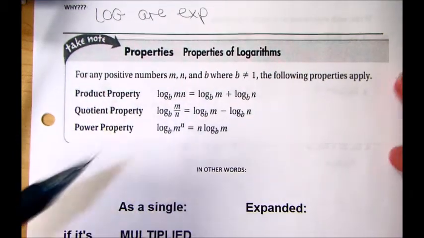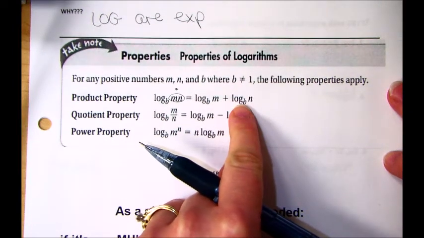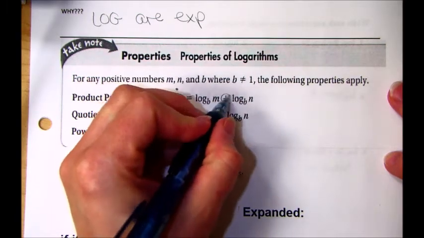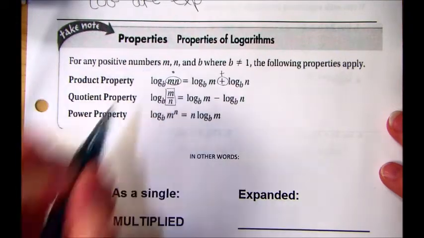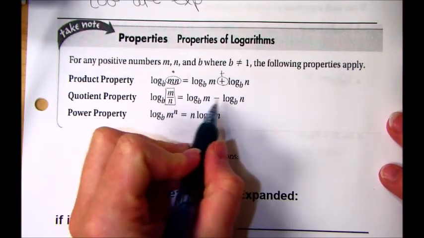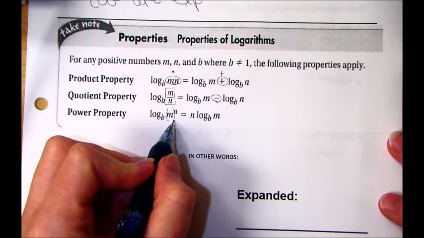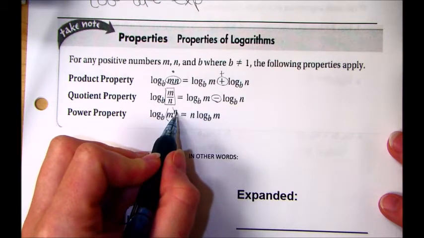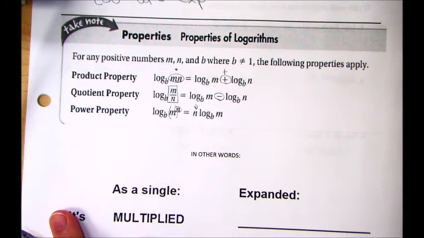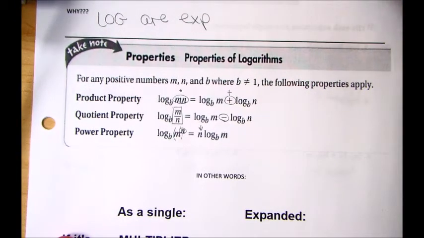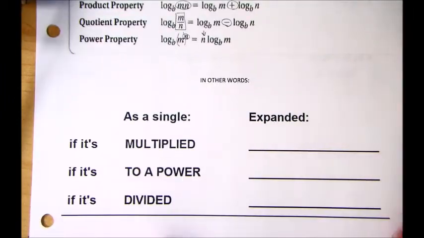The product property means that if you have two things being multiplied inside a single logarithm, and you want to write those as two separate logs with the same base, you will have to add them. So multiplication becomes addition. If you have two things inside your logarithm that are being divided, when you separate them into two separate logarithms, you will change it to subtraction. And if you have something being raised to a certain power inside your logarithm, that power is just going to come down in front and become a multiplication problem. Please know those three properties. You will have to know them for the quiz and the test.